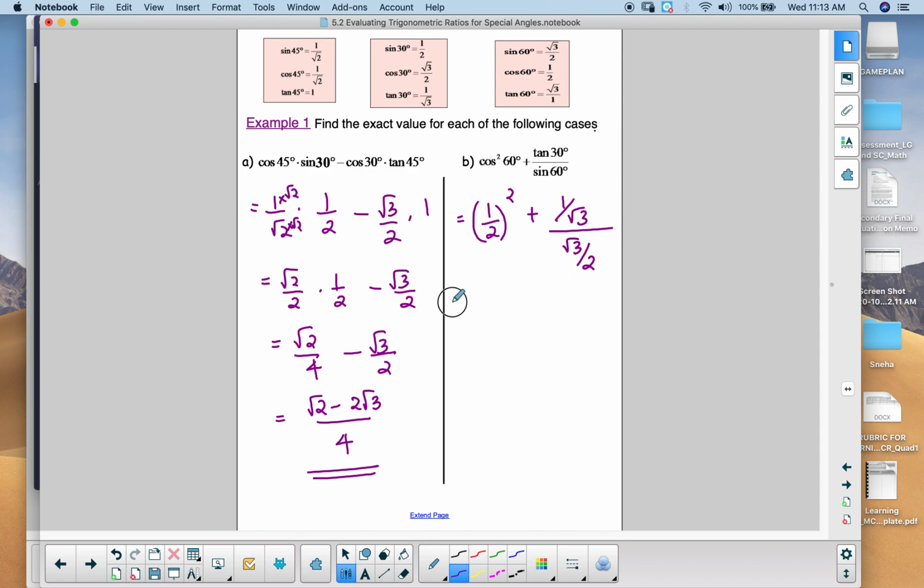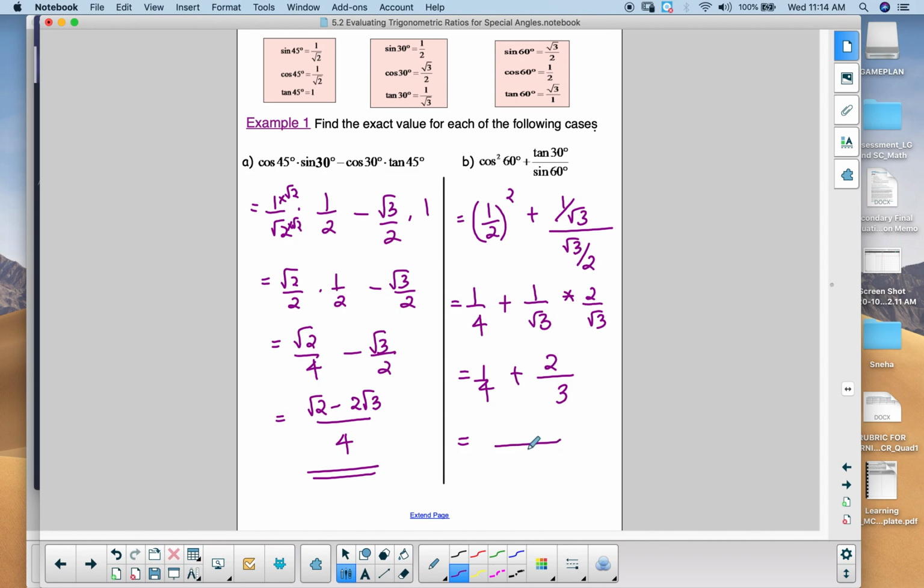So in the next step, we're going to simplify this. This is squared, so you get 1 over 4 here. And this is plus, I'm just going to write this as 1 over root 3. I'm going to flip the second, times 2 over root 3. Okay, so that is 1 over 4 plus 2 times 1 is 2 divided by root 3 times root 3 is 3. So now I just have to add these fractions.